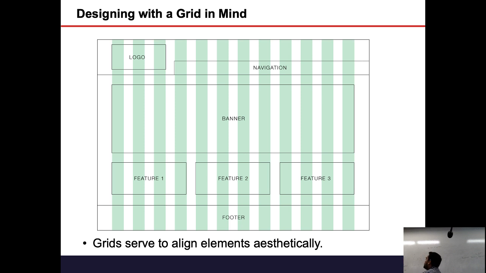But in the true sense, a wireframe is going to be something like this. It won't have colors, images, or anything. It will just have what we call placeholders. Right? These are just placeholders. Now, wireframes come with a grid system in mind. Whenever you are doing a wireframe, you need to think of a grid, right?